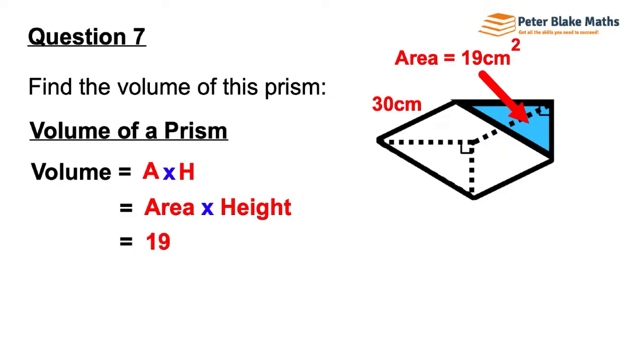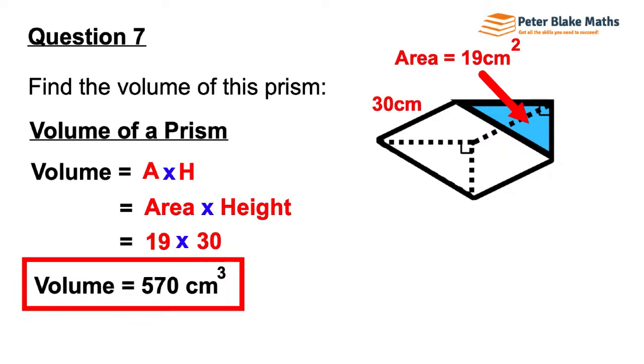The area given in the question was 19 times the 30, which was the height given in the question. And we get a final answer of a volume of 570 cubic centimeters. So for area we've got square centimeters, and for volume we need cubic units, so it's going to be centimeters cubed.